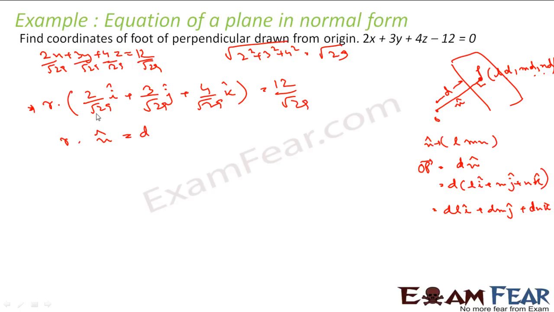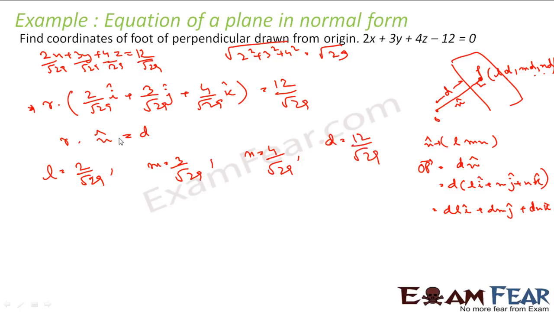This is similar to r dot n cap is equal to d. This is a unit vector because its magnitude is 1: 2 square plus 3 square plus 4 square is 29 by 29, that is 1. So I have got l, m, n and d. L is 2 by root 29, m is 3 by root 29, n is 4 by root 29, and d is 12 by root 29.